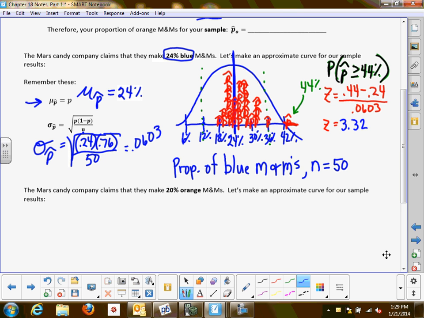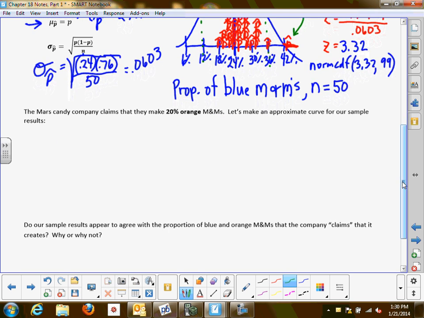Now, you need to be aware that on your paper, you do not have to write the calculator speak. Like, you do not have to write out norm CDF from 3.32 to 99. Now, I will frequently do that on my answer keys because I want you to see how I got my answer. But here is how you write your answer. In this case, the probability that a sample proportion is greater than or equal to 44% is, and then I write that answer. Is it 3.32? Wow.